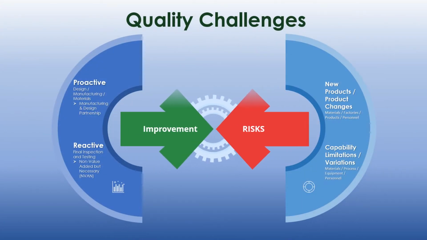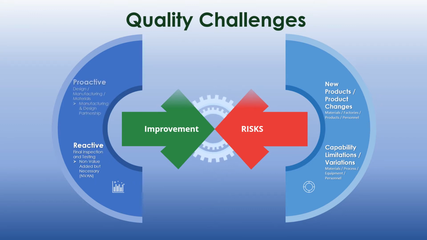The key challenges to continuous quality improvement lie in the risks associated with your products. These can be classified into two groups or themes, if you may. The first involves risks associated with new products or changes affecting your products. These may involve product design, materials, factories, processes, or personnel. The second risk is associated with capability limitations affecting your product. This is rooted in variations from materials, processes, equipment, or personnel that result in a percentage of defects or failures on your product. To avert these risks, there are the proactive and reactive approaches.